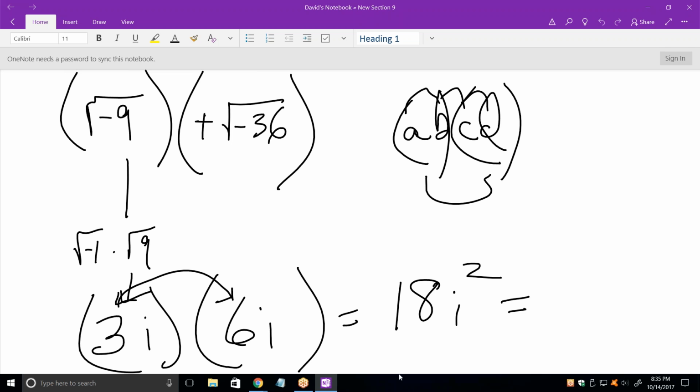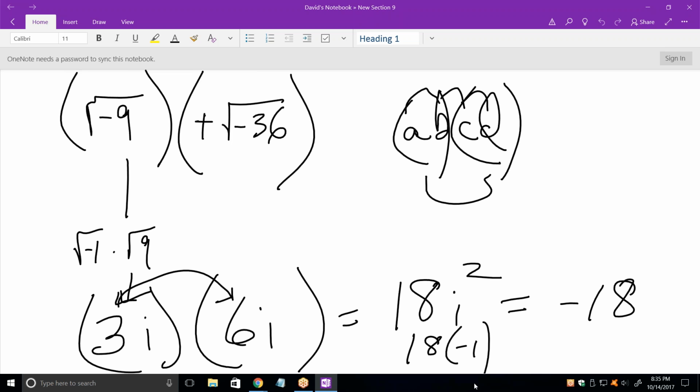Well, that's equal to what? What real number? 18 squared. No. What's i squared equal to? Negative 1, right? So that's negative 18. In other words, that's the same as 18 times negative 1, which is negative 18. So it's negative 18 is the answer?